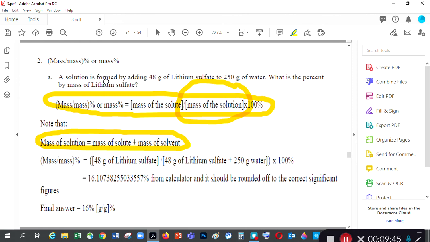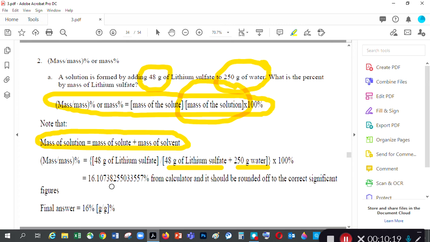Now we have a solution formed by adding 48 grams of lithium sulfate to 250 grams of H2O. What is the percentage by mass of lithium sulfate? Well, we know the solvent is this, we know the solute is this amount. All these masses, we know them. So just plug in 48 grams of the solute divided by the sum, 48 of the solute plus 250 grams of the solvent, and the whole thing multiplied by 100.